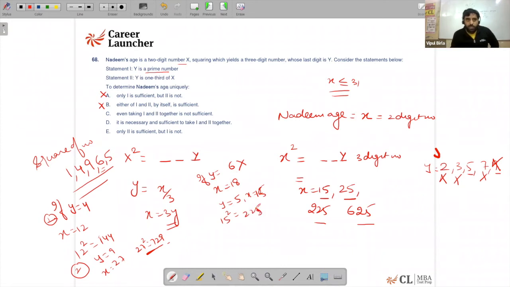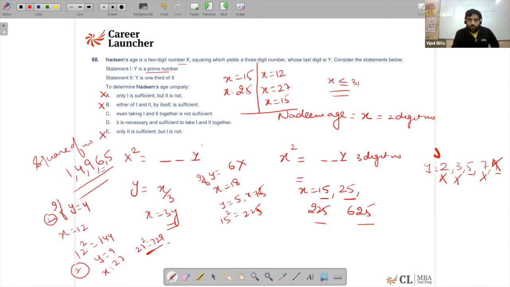So that means with statement number 1, we've got two possibilities: x will be either 15 or 25. With only the second statement, we end up getting x will be 12 or 27 or 15. All three possibilities are there. So that means only 2 is sufficient is again not the answer.